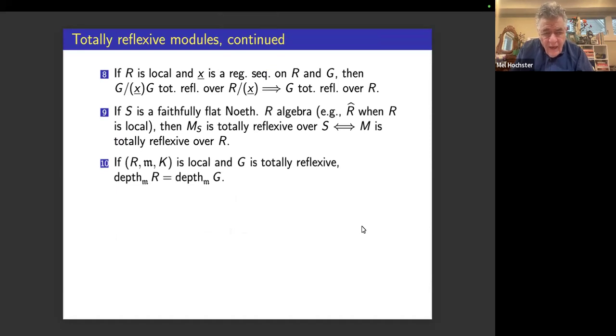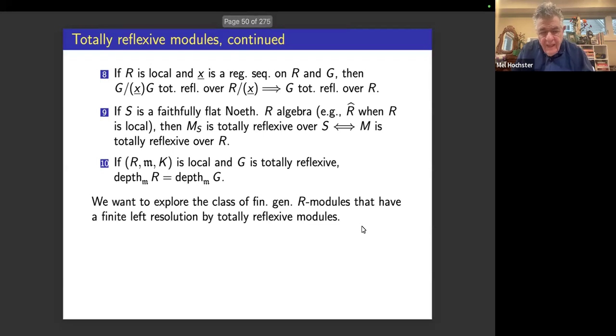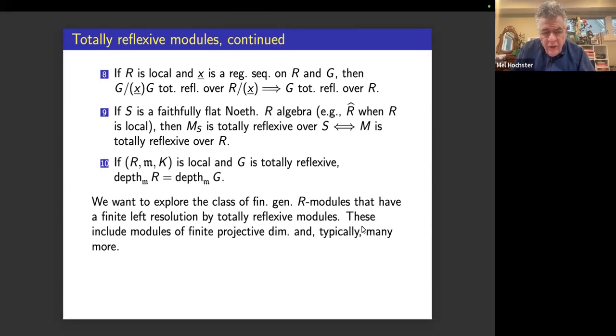And faithfully flat tensoring doesn't disturb this property. And in the local case, if G is totally reflexive, its depth on the maximal ideal is the same as the depth of the ring on the maximal ideal. And so what we're going to do is explore the class of finitely generated R modules with a finite left resolution by totally reflexive modules. And these include modules of finite projective dimension, but many, many more.